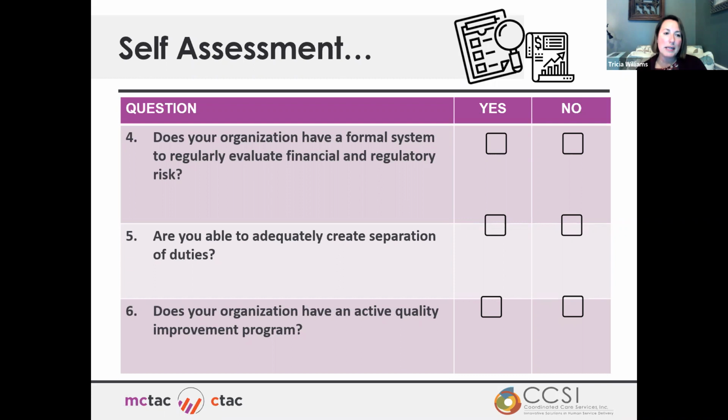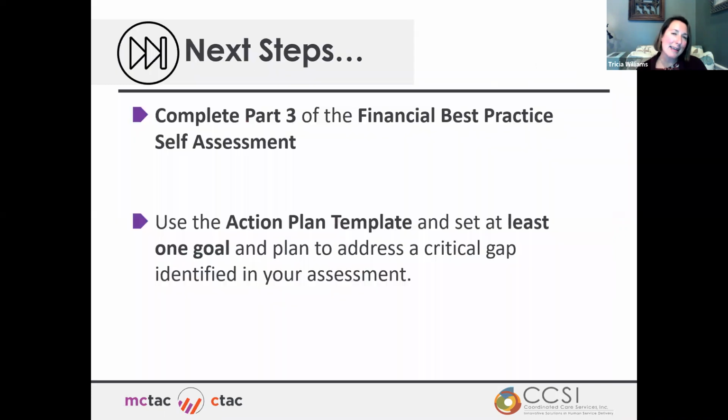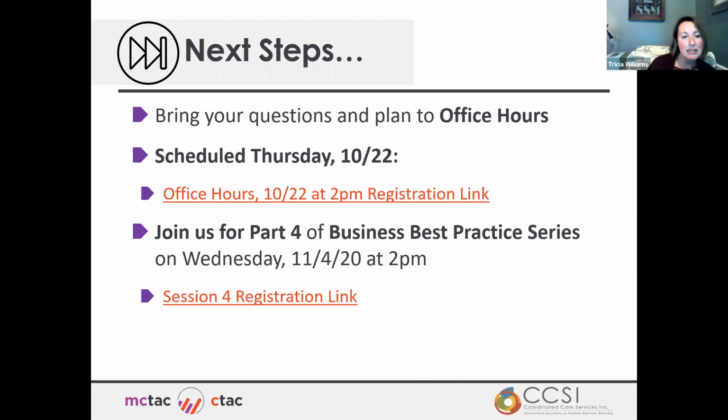So we are now moving toward the end of our presentation. We really encourage you to complete the self-assessment. You are more than welcome to share all of that information on the team's website. You can bring back this information to our office hours. So next steps is, we completed our session 3, and we want folks to continue to use the action plan and template. And so we have our upcoming sessions.